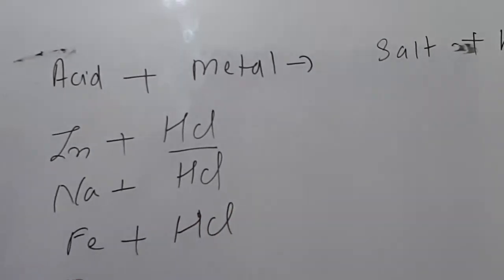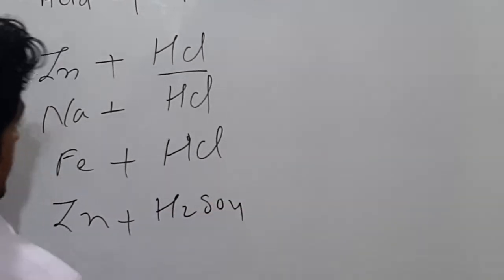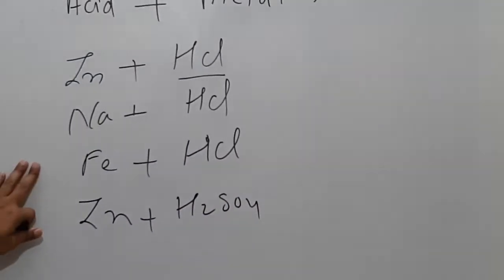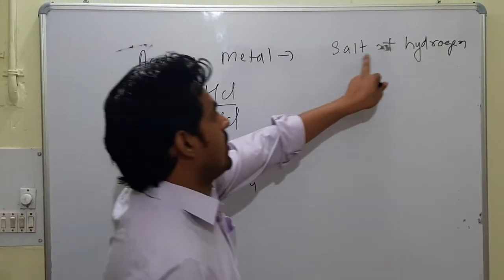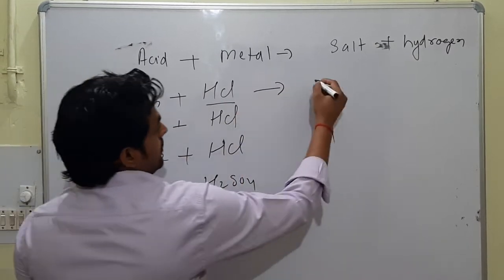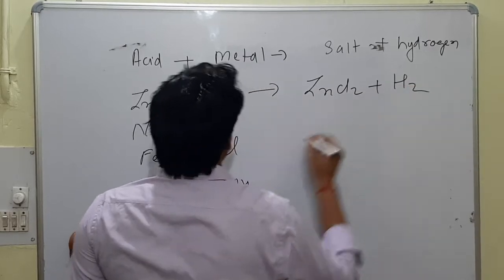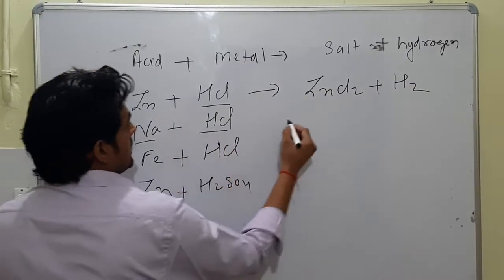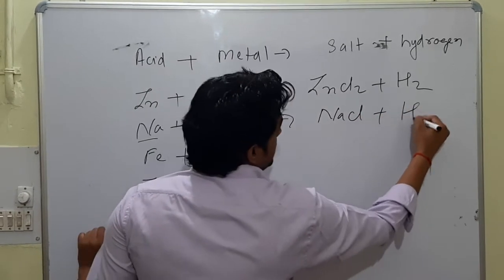इसको भी HCl से ले रहे हैं, एक और ले रहे हैं Zn को, इसको हम लोग H2SO4 से रिएक्ट कर रहे हैं. These are the metals and they are reacting with an acid. What will it form? It will form salt and hydrogen gas. Zn with HCl will form ZnCl2 plus H2. Na reacts with HCl, it will form NaCl plus H2.